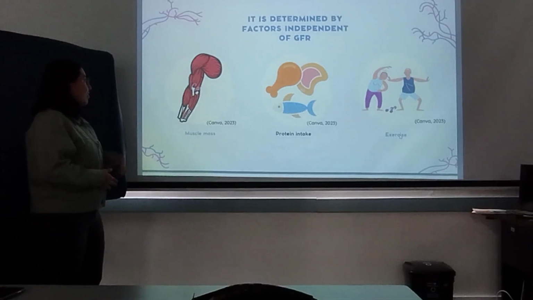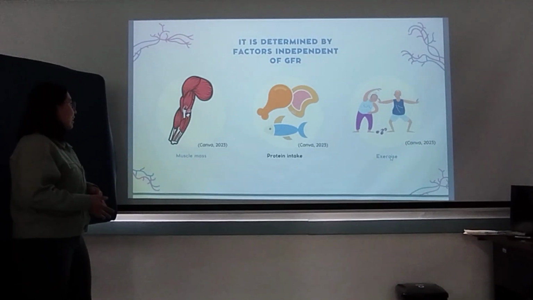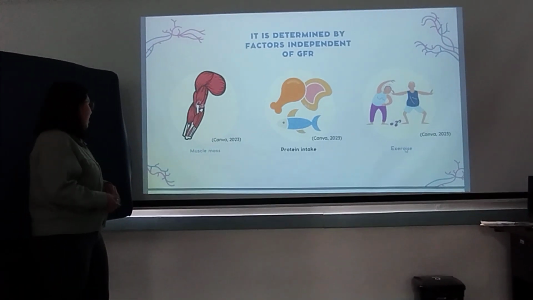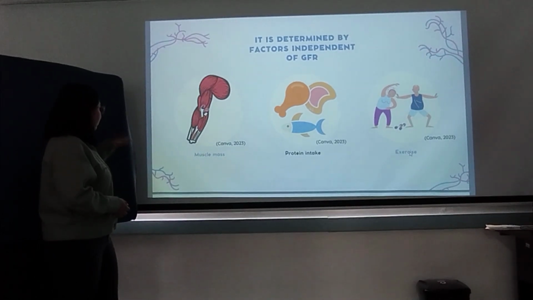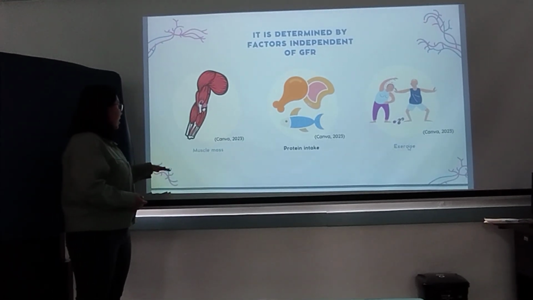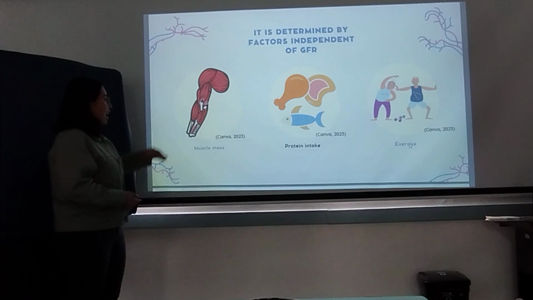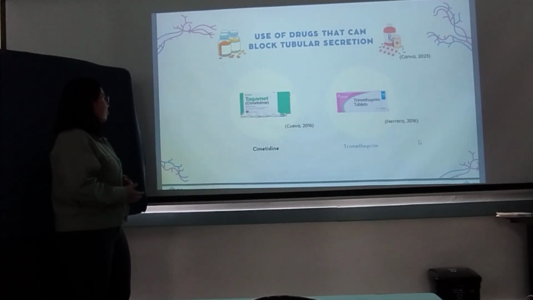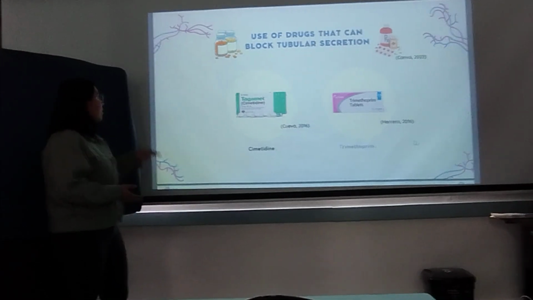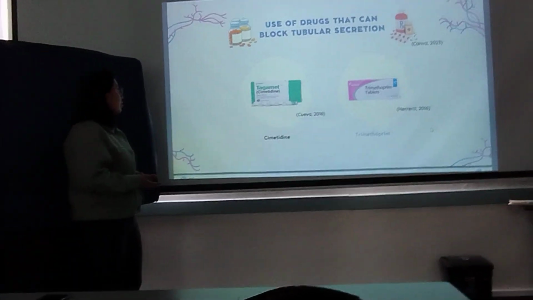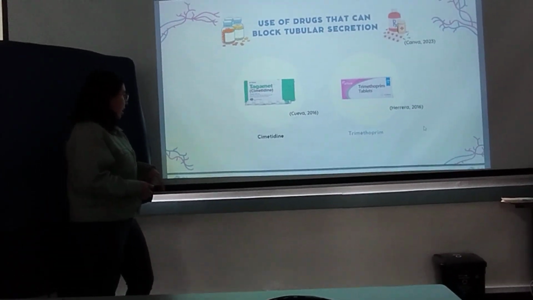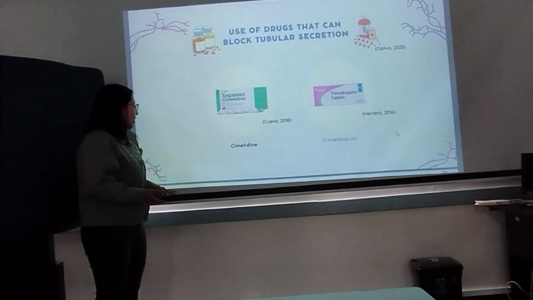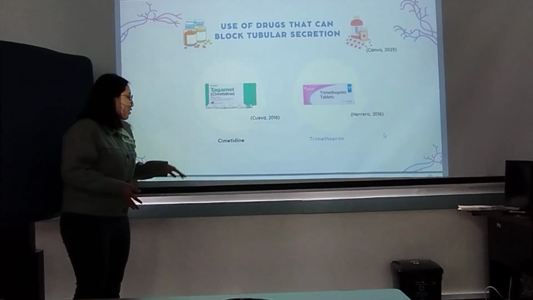Okay, and the factors that determine the GFR are the muscle mass, the protein intake, and the exercise. Among the drugs that can block tubular secretion are the cimetidine and the trimethoprim.